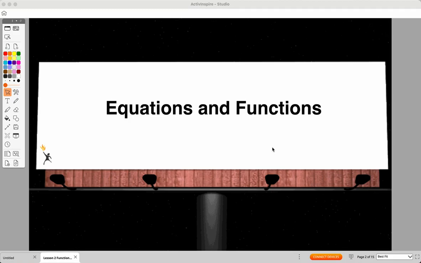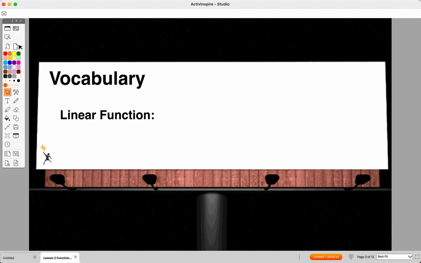Let's get ready to go. Equations and functions. Let's take a look and see what that does. So let's get some vocabulary out of the way today again. Let's start there so we know what we're talking about. We know what we're sharing with each other.